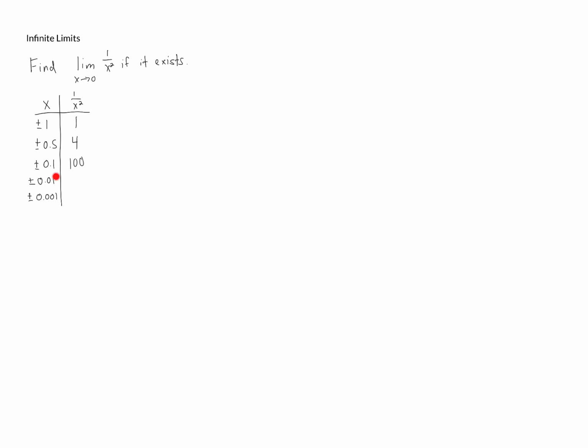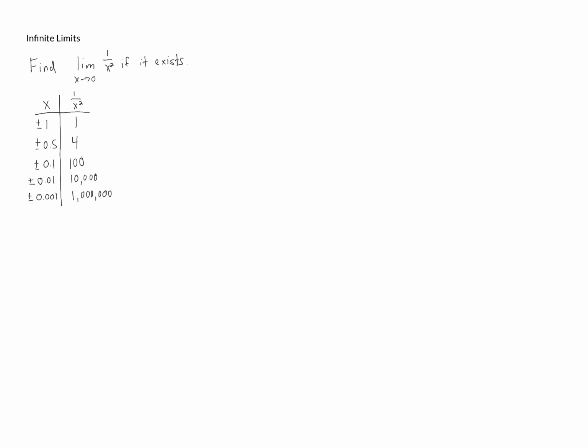Now if we take 0.01, this is 1/100th. If we square that, that's 1/10,000th, and 1 over 1/10,000th is 10,000. You can always use a calculator for these if you are struggling with 1 over a fraction. Just plug in the decimals and you're good to go. Now this is 1/1000th. 1/1000th squared is 1/1,000,000th, and 1 over a millionth is 1,000,000.